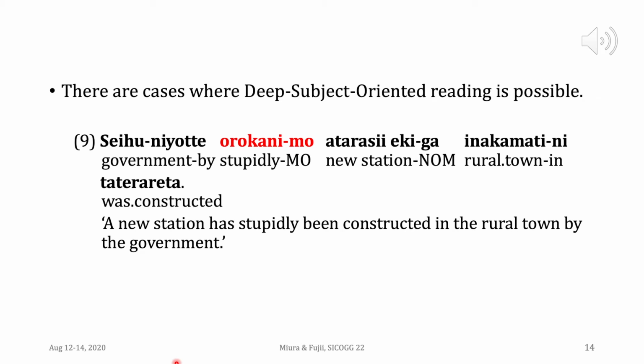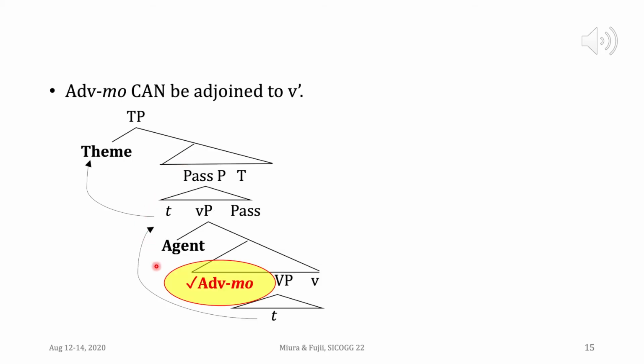But right now, the grammaticality of 9 suggests that ADV more can be attached below spec small VP. If we assume that the deep subject, the government, is connected to the spec little VP position in one way or another, then the grammaticality of the sentence follows if 愚かにも, stupidly, can join to little VP. The situation can be schematized this way.